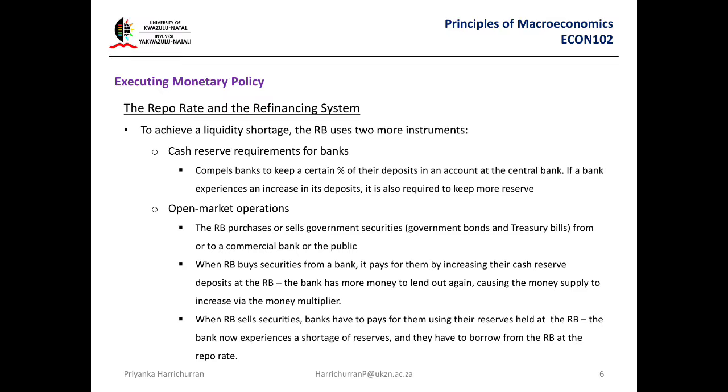Open market operations. Now, when the Reserve Bank buys from somewhere like the government or from a commercial bank, they're basically paying for something. When they're paying the commercial bank, they're giving them money. So that money is going into the economy. So the money in the economy increases. This will cause demand to obviously increase and so on.